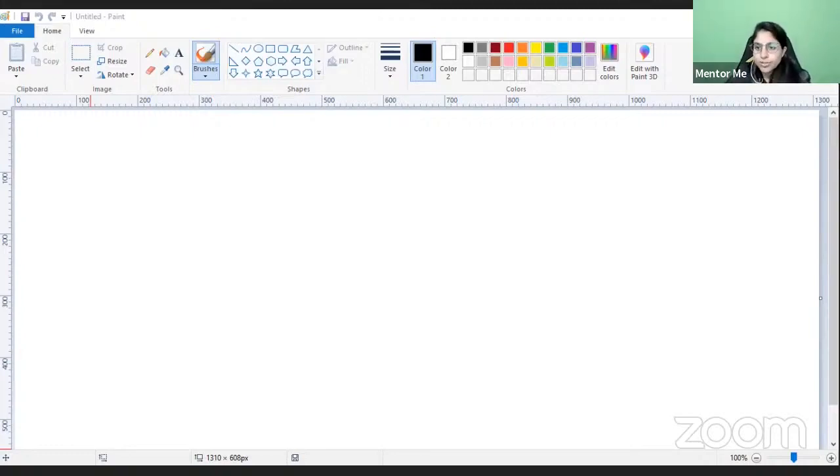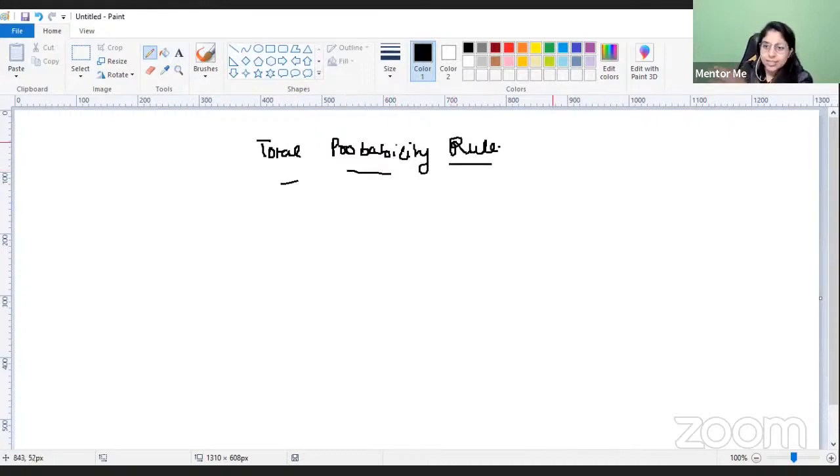Okay, so first of all, what is this total probability rule? Let's try to understand that. We have discussed various types of events, right? Some may be dependent on each other, some may be independent. If they are dependent, we can calculate conditional probabilities.